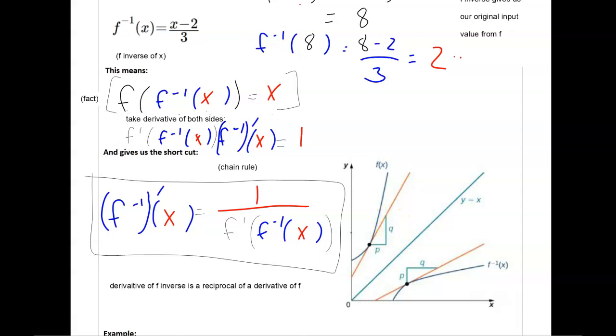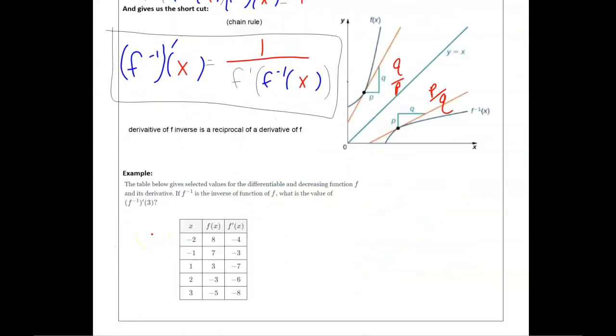And notice the slope of f of x is rise over run, q over p. The slope of f inverse is rise over run, p over q. So our result makes sense in context, and here's where this rule comes from. Now let's do an example.